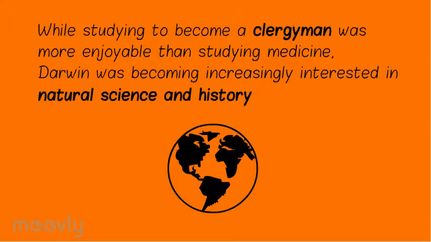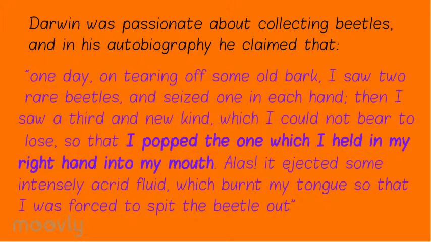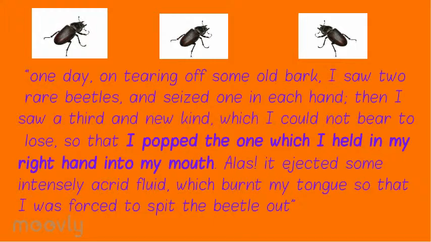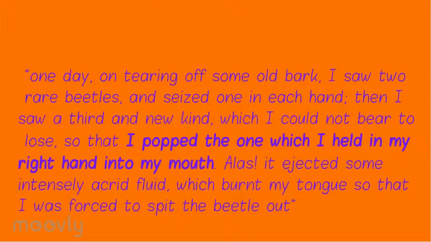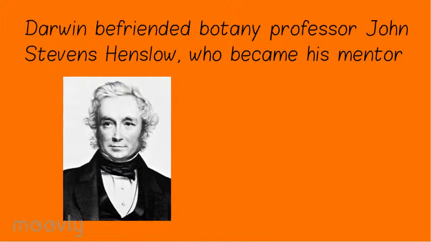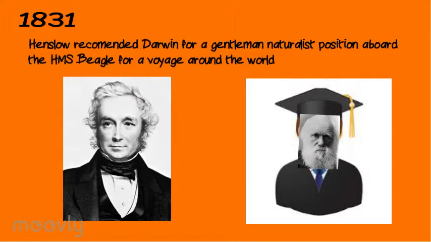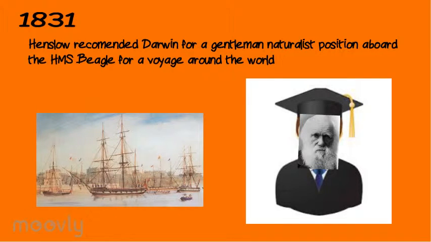While studying to become a clergyman was more enjoyable than studying medicine, Darwin was becoming increasingly interested in natural science and history. In fact, Darwin was so passionate about collecting beetles that in his autobiography at Cambridge, he claimed that while collecting beetles, he ended up putting one in his mouth to not lose the others. At Cambridge, Darwin also befriended botany professor John Stephen Henslow, who became his mentor. In 1831, when Darwin graduated with the Bachelor of Arts degree, Henslow recommended him for a gentleman naturalist position aboard the HMS Beagle for a voyage around the world. Darwin gladly accepted.